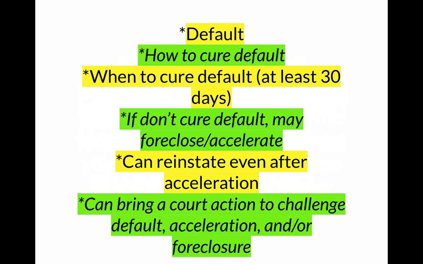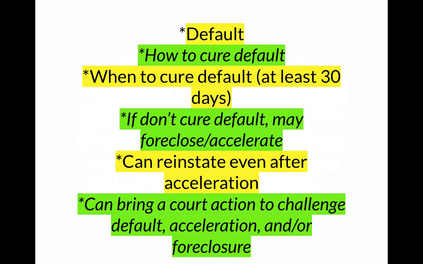Okay. Well, then it's got to warn you if you don't cure the default. In other words, you do not pay that money, or you do not get your insurance, or pay your property taxes, or whatever they say the default is, then we, the mortgage company, may foreclose. And before we'd foreclose, we would accelerate the loan.